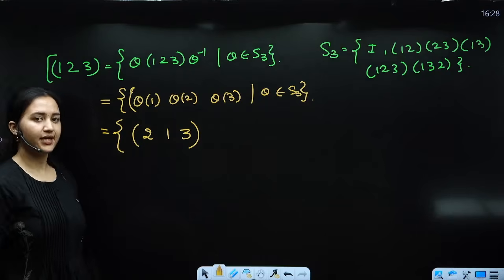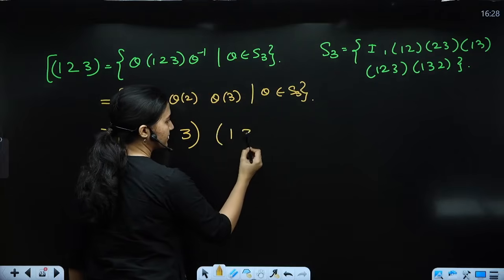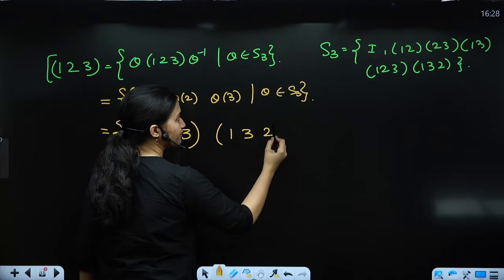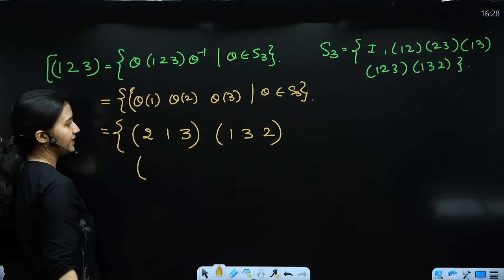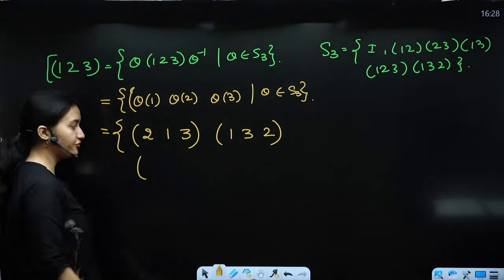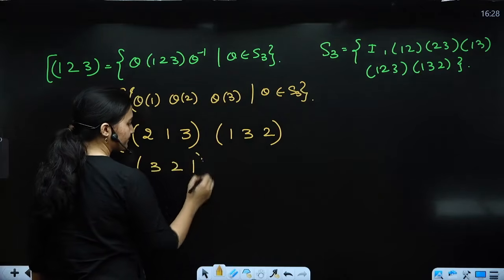Now let's take (2 3). Image of 1 is 1. Image of 2 is 3. Image of 3 is 2. Right? Now let's take another one. Let's take (1 3). Image of 1 is 3. Image of 2 is 2. Image of 3 is 1.